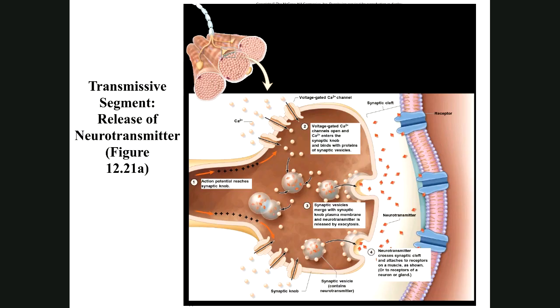Here we can see that the AP comes down, causes these calcium channels to open, calcium comes in, binds to the vesicle, and I like to think that it kind of weights it down. It makes it heavy, forces it towards the surface of that synaptic knob, and there it releases those little red diamond-shaped neurotransmitters into our actual synaptic cleft. Again, over here, the target is going to be some of those chemically gated channels, so we can start a new AP in our target cell.